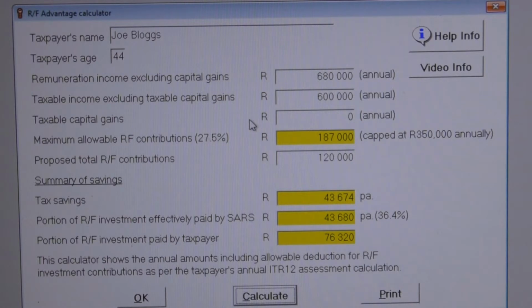We propose the client take an RA of 10,000 Rand a month. The program shows that the client will realize a tax saving of 36.4% of the 120,000 Rand a year investment. Of the 120,000 Rand a year investment premium, SARS will effectively be paying 43,680 Rand and the client will be paying 76,320 Rand. This means the client will be reaping all the financial benefits of a 120,000 Rand a year RA, but will only be paying 76,320 for it.